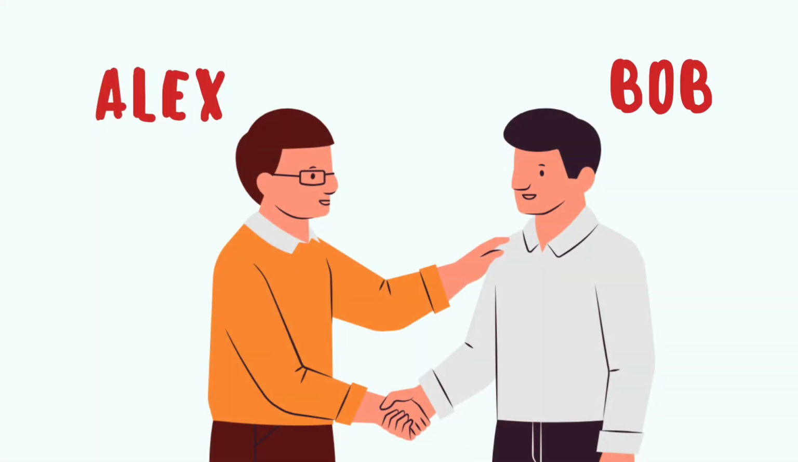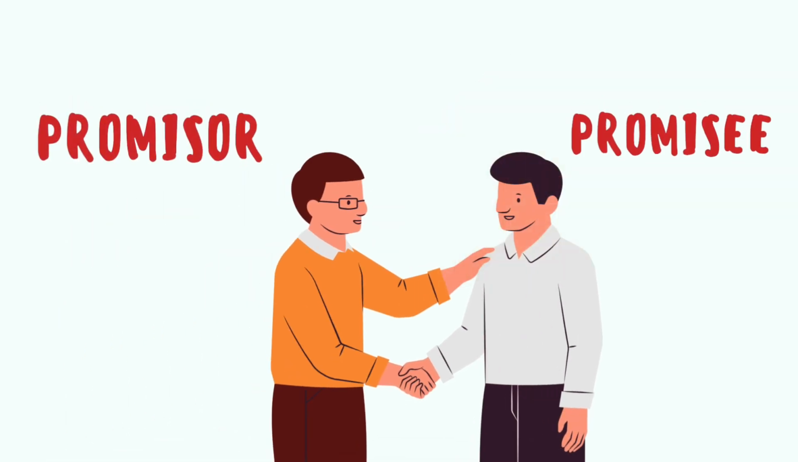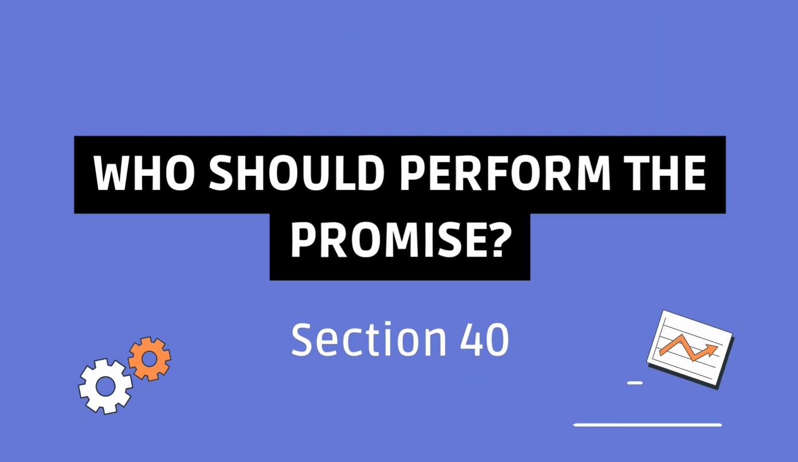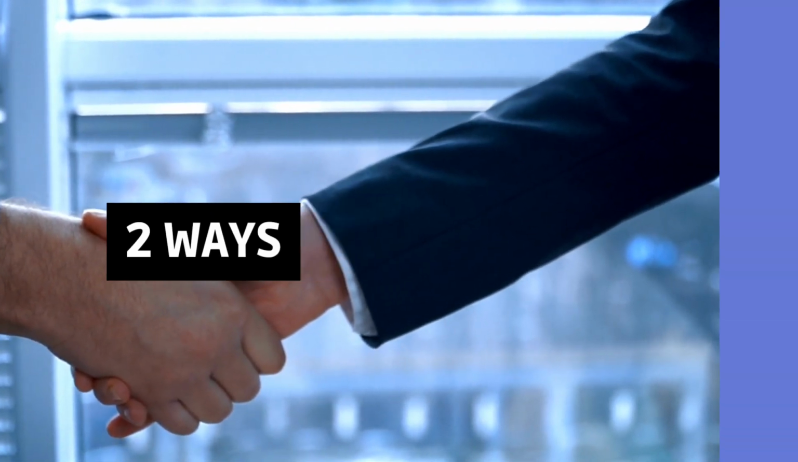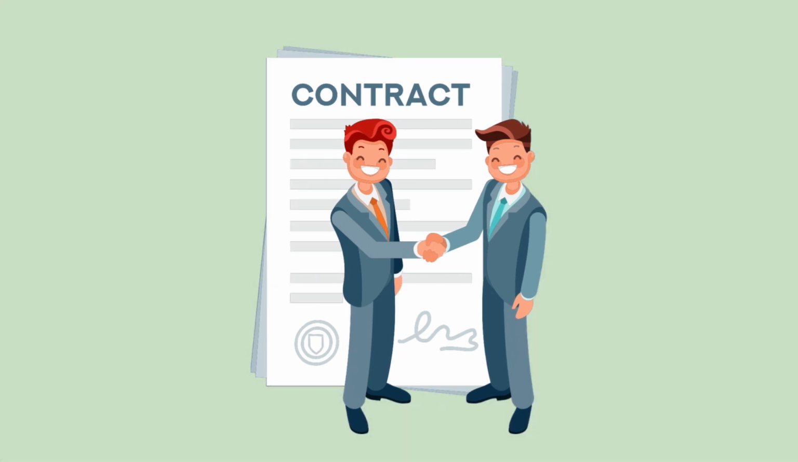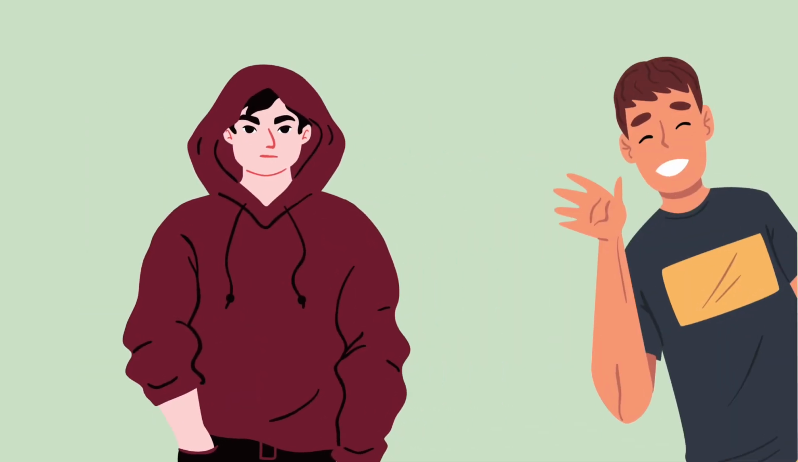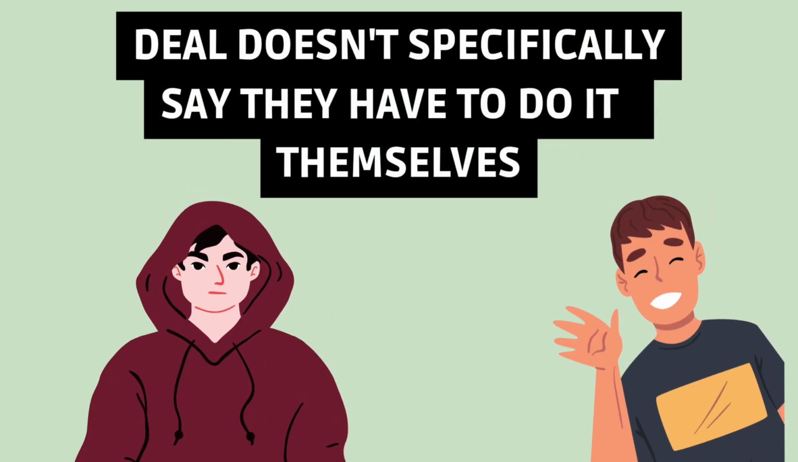So if Alex makes a promise to Bob to paint his house, Alex is the promisor and Bob is the promisee. Section 40. Who should perform the promise? Imagine you and your friend make a deal where your friend promises to do something for you. Now there are two ways this can happen. If the deal is written or agreed that your friend should perform the task, they have to do it themselves. They can't ask someone else to do it for them. But in other cases, your friend can ask someone else to do the task for them as long as the deal doesn't specifically say that they have to do it themselves.